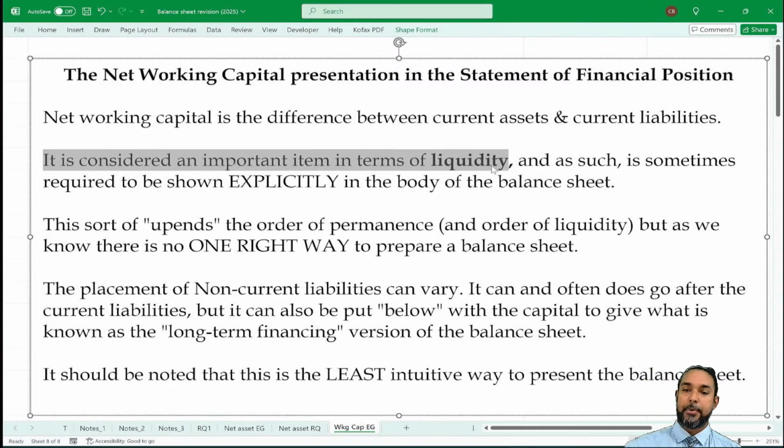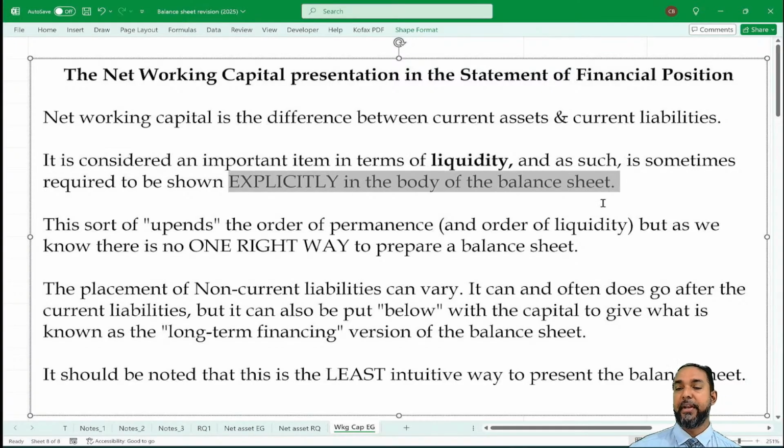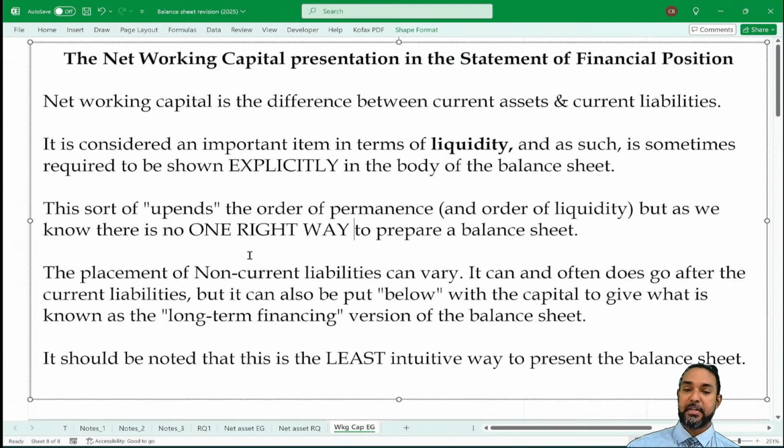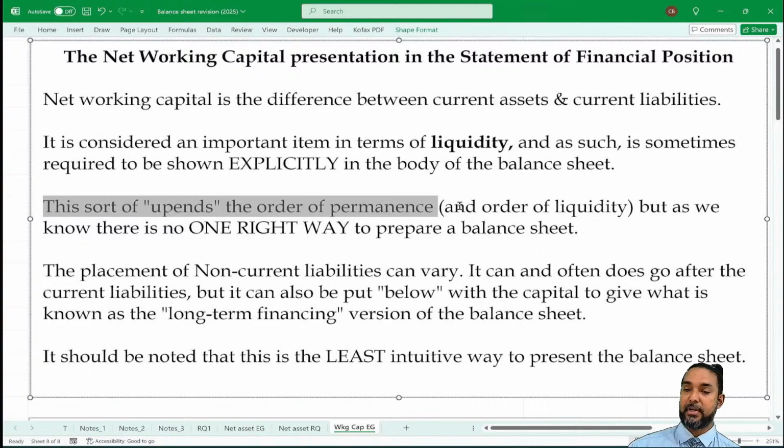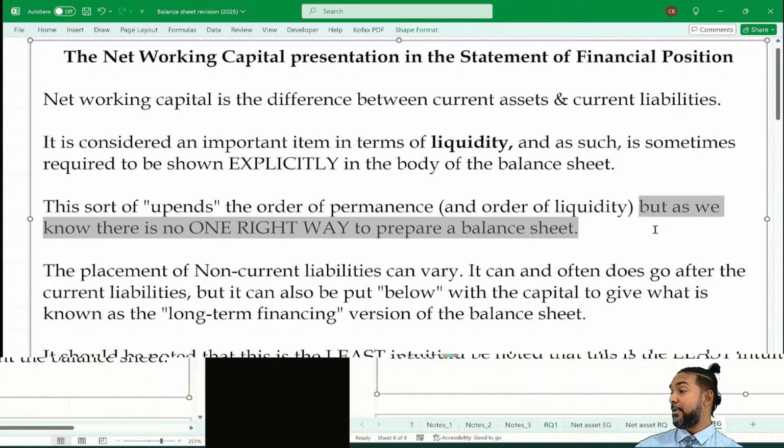Right. So, like I was saying, this item, the net working capital, must be shown explicitly in the body of the statement, just to give an idea of the liquidity of the entity, or the ability of the entity to repay its current liabilities with its current assets. Now, it sort of upends the order of permanence and order of liquidity. But as we know, there's no one right way to prepare a balance sheet.